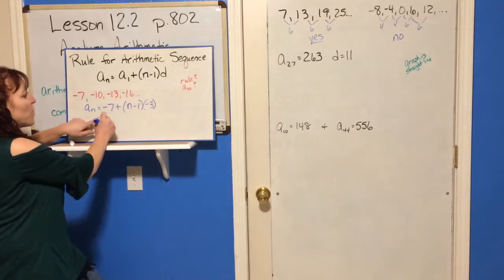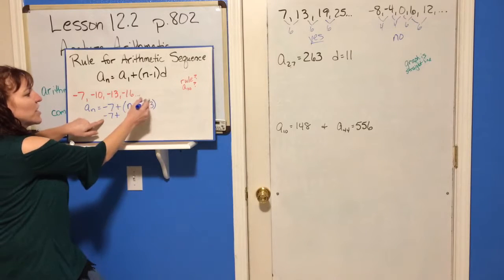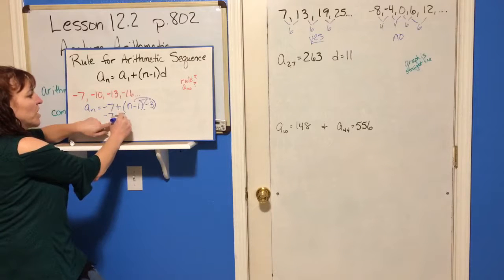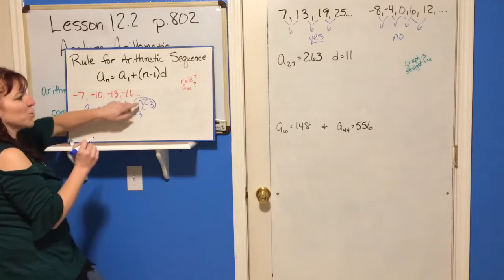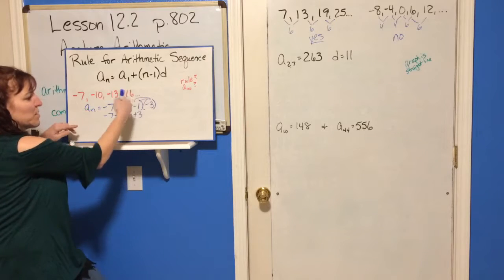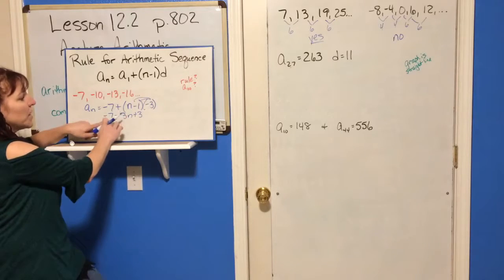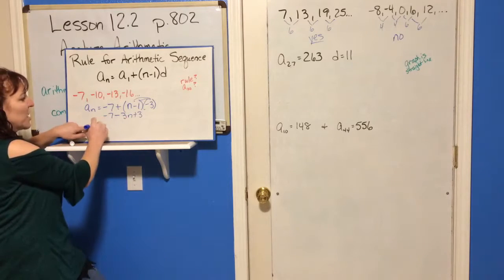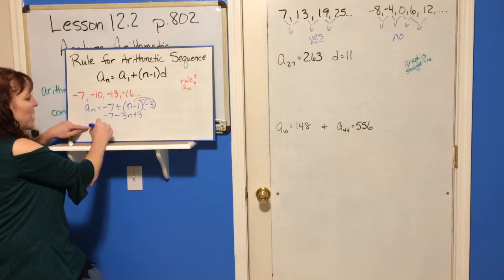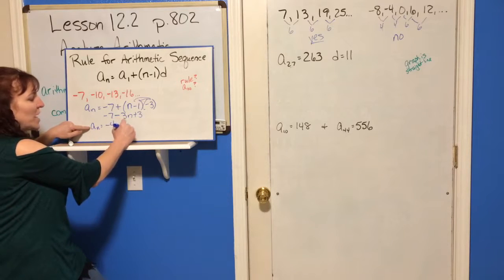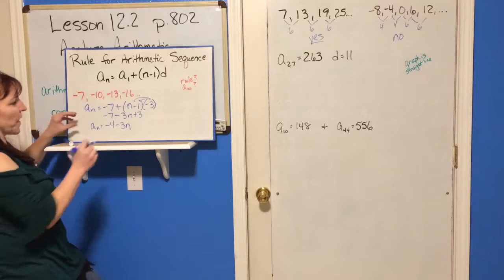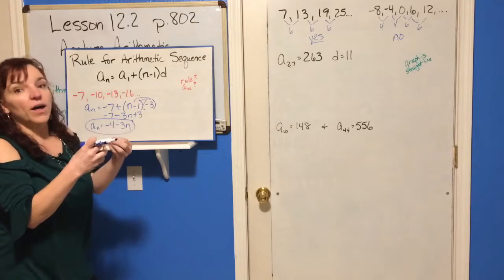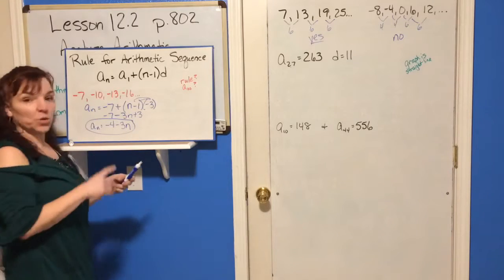So now we've got negative 7 plus, and now you've got to distribute this through. So plus becomes minus because it's negative 3: negative 3n plus 3. I distributed backwards because I'm taking this times the binomial. And then we combine the like terms. The negative 7 and positive 3 becomes negative 4. So A sub n equals negative 4 minus 3n is your rule. That's the first part of your answer. That's the general rule of this entire sequence.